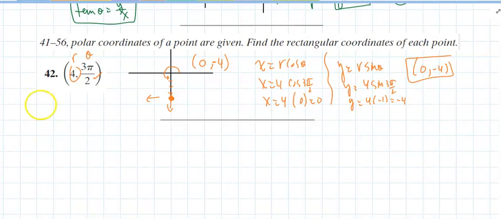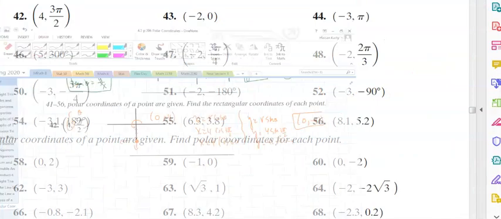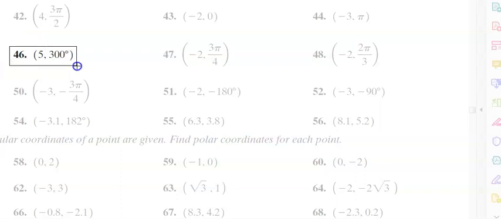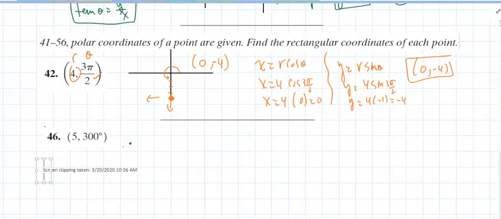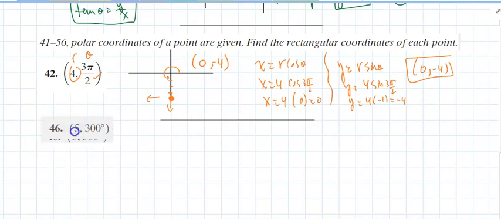The next problem on the list, I'd like to look at number 46. Here, it's not as simple as that was a special case, the first problem, because you are on the axis. But here, I could try and mimic what I did up there, but then I'll notice that 300 degrees is right there. So I know the point is in this quadrant somewhere.